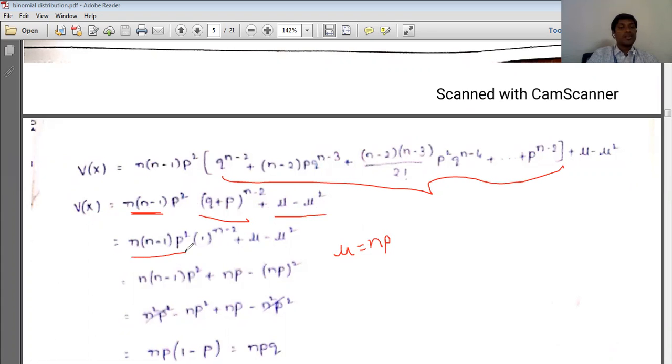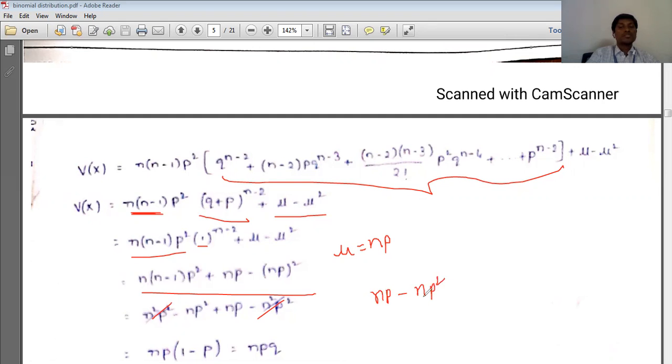So n into n minus 1 into p square, and q plus p is equal to 1, so 1 to the power n minus 2, plus mu. Mu is equal to np, minus mu square, so np whole square. Now we are simplifying: n into n is nothing but n square p square, minus n into p square, plus np, minus n square p square. Here n square p square and n square p square both will cancel. And what about the remaining? Np minus np square is the common one.